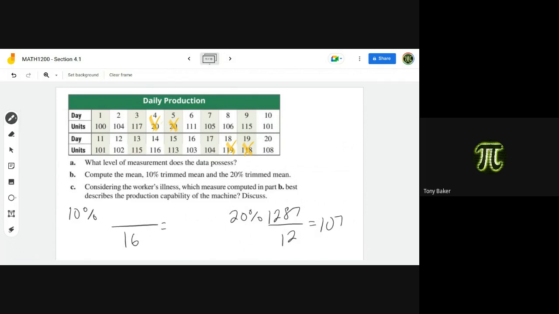Does somebody have the sum of them? Nobody added them all up? I did, but I did it wrong. Oh. Gotcha. 1741? Oh, 21?